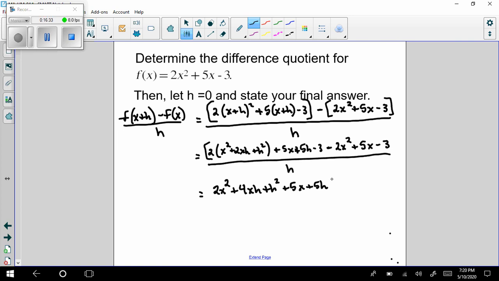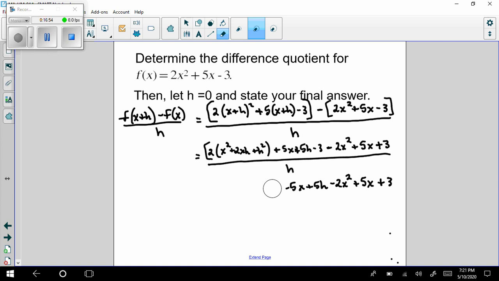Minus 3. That should be a plus 3. There's another error: minus 2x squared plus 5x. So I've completely messed this one up. All right, so I need to go back and figure out where I messed up.